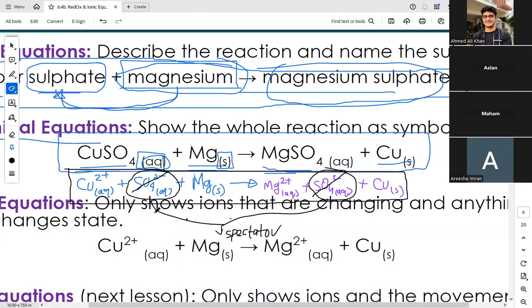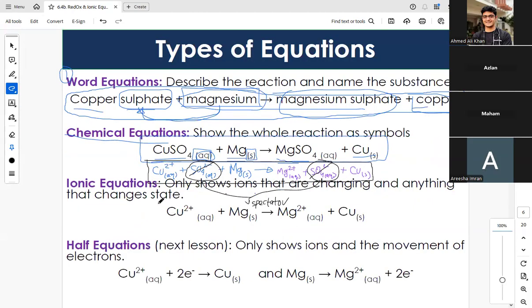So now, if you remove sulfate and you write out the whole equation again, this is what you get. This is an ionic equation. Okay. So this is all for ionic equations. Now, I hope you get the concept. Yeah. Okay. No, never mind. Okay.